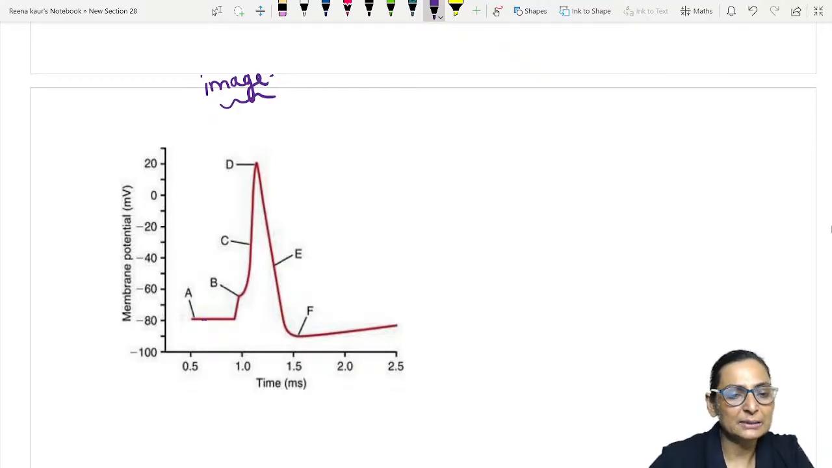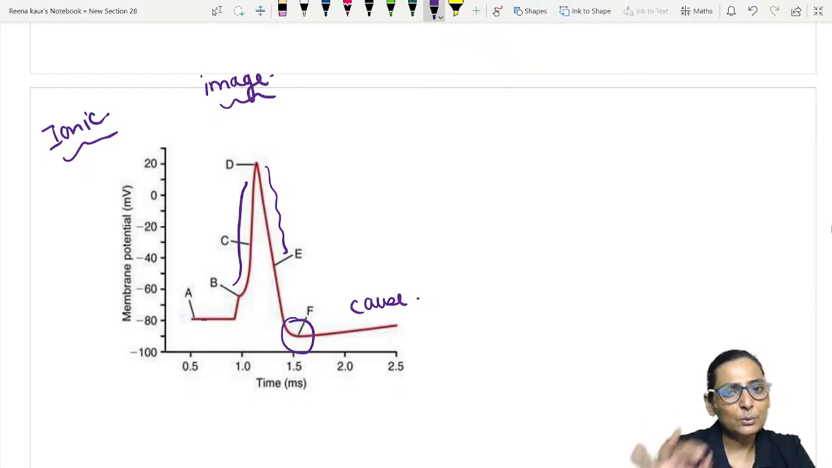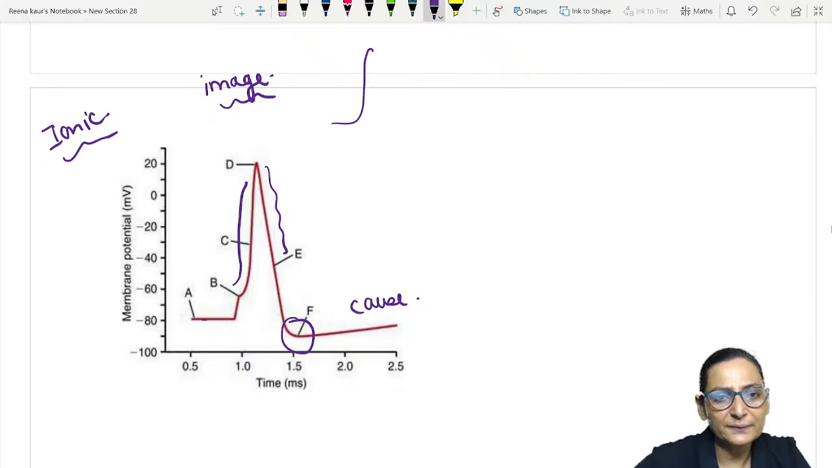A very common question is: what is the cause of the upstroke, or which ion is responsible from phase B to D, right? Which ion is responsible from phase D to E? What is F called? What is the cause of F? Questions like these are totally dependent upon the ionic basis of RMP, right? So whenever we get a question on the ionic basis of action potential which is related to an image, always consider two important things.